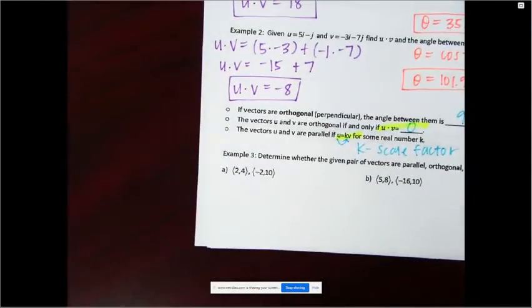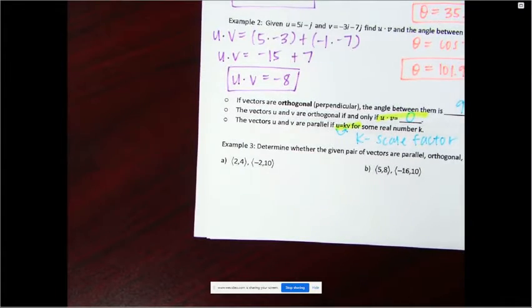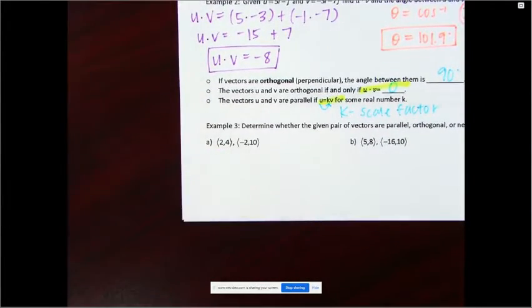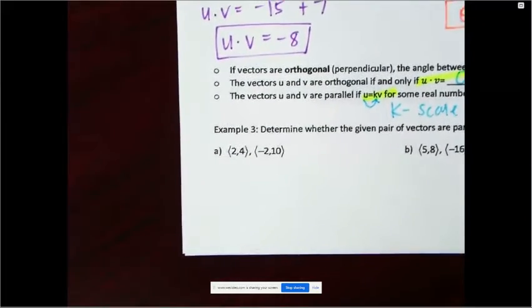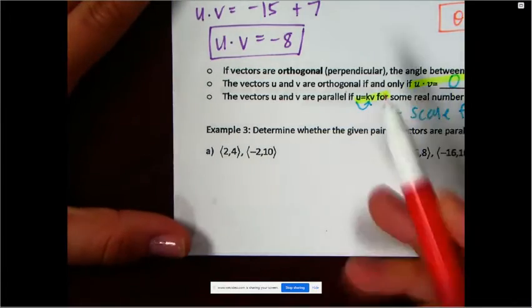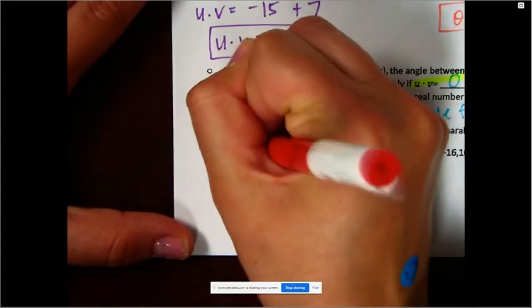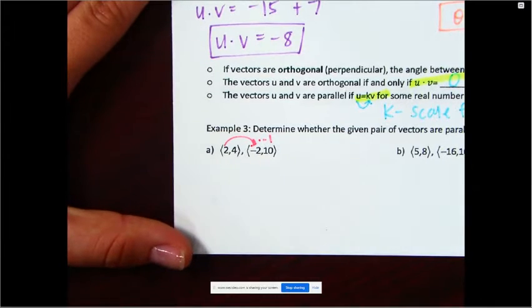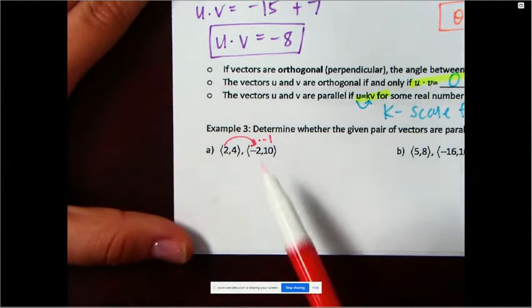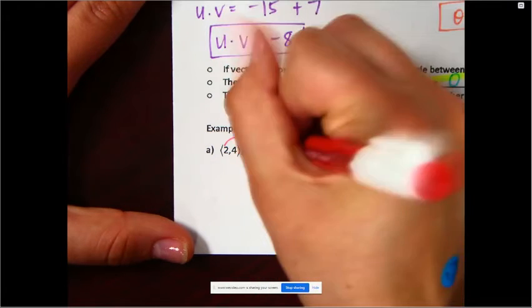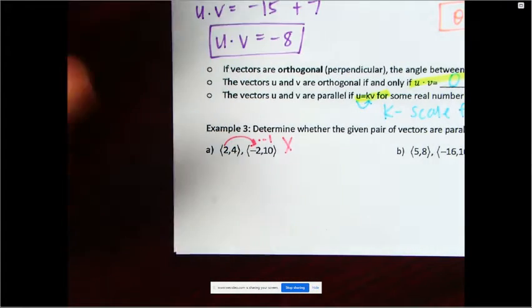On part A here, we have 2, 4, and negative 2, 10. The first thing I like to check for is parallel because that's going to be less work. And if I can stop there, then that is so great. So first I check x to x. 2 to negative 2 is just times negative 1. Let's check if you do that same thing to get from y to y. Is 4 times negative 1 10? No. So they are not parallel.